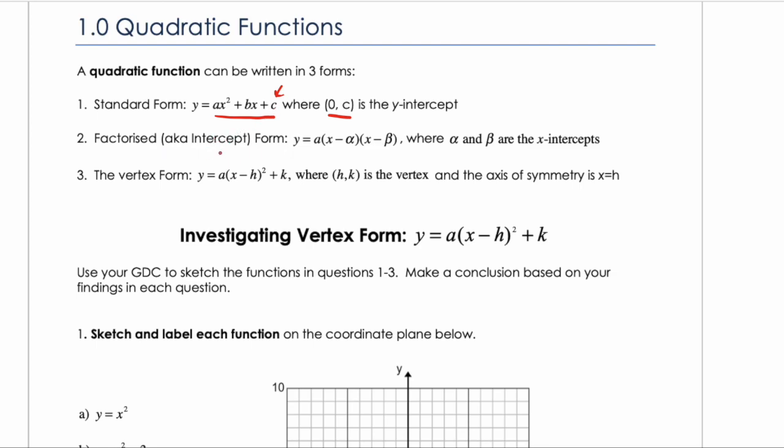Factored form, also called intercept form, looks like this. It's factored. And if you solve this equal to 0, obviously your x-intercepts are going to be alpha and beta. So we call that intercept form or factorized form, and alpha and beta are the x-intercepts.